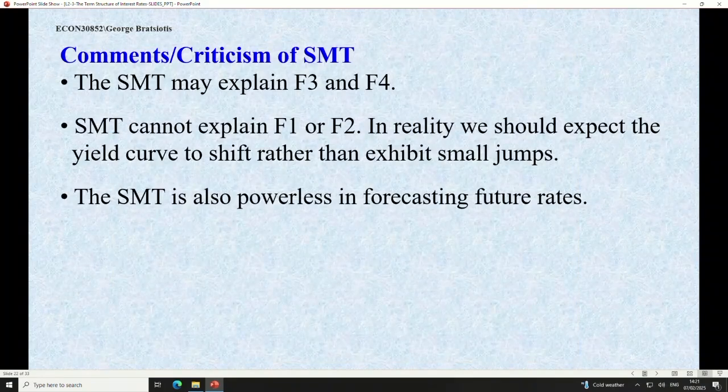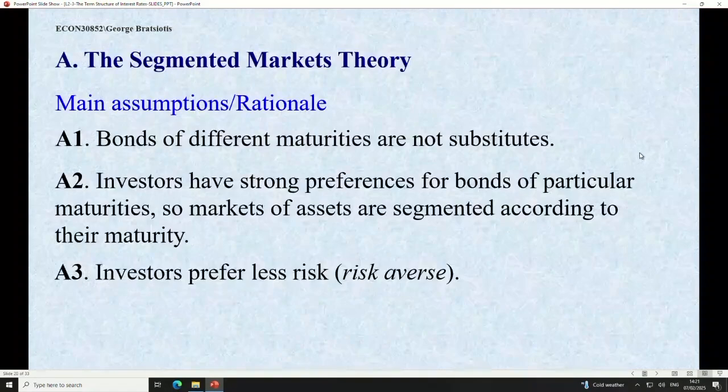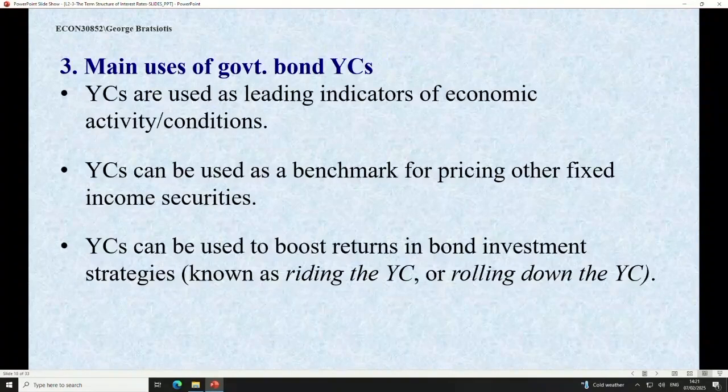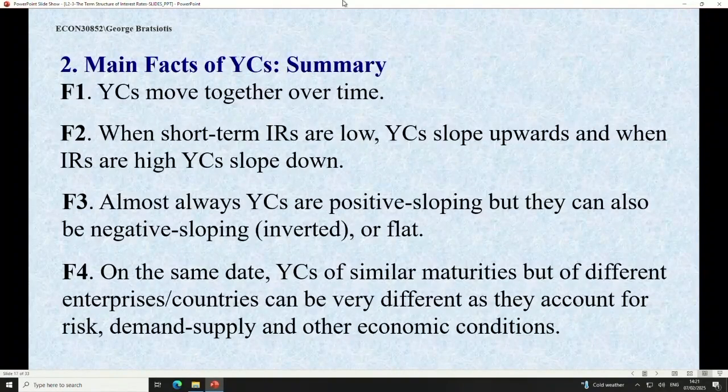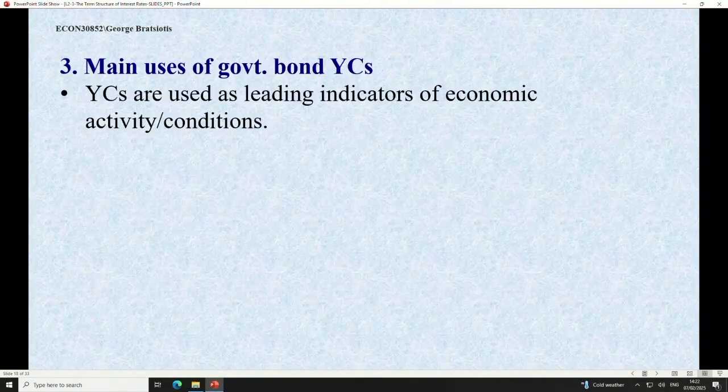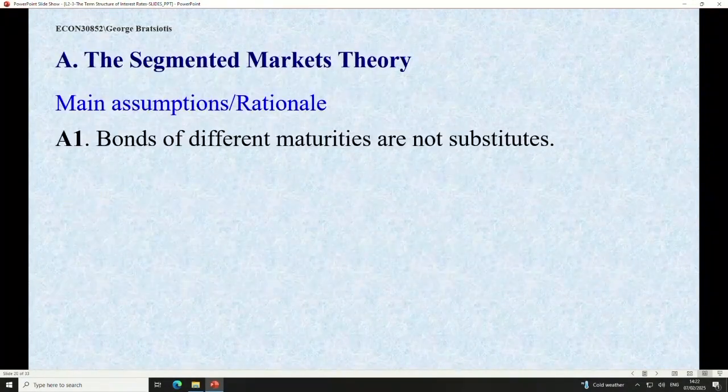It may explain facts 3 and 4, which are about risk aversion and interest rates, but the segmented markets theory cannot explain facts F1 and F2. And if you go back, you will see what they are. There they are, the facts. It will not explain that yield curves move together over time, and that when short interest rates are low, you expect them to be going up. No, because it's specific to what happens in that market. Fine. So, not a very good theory.